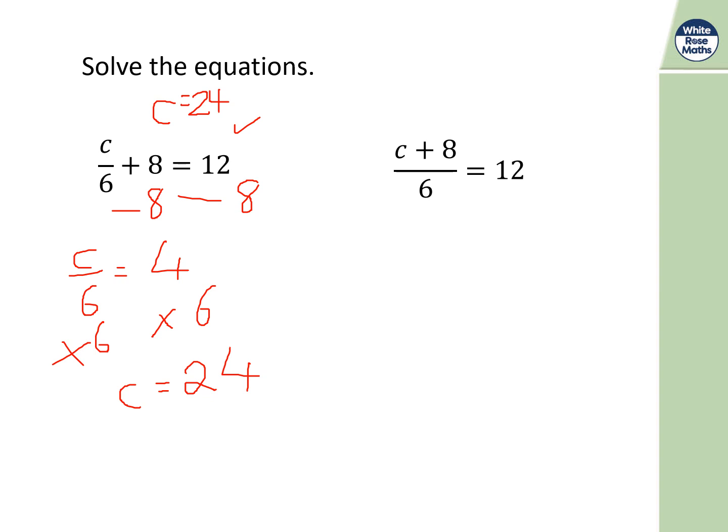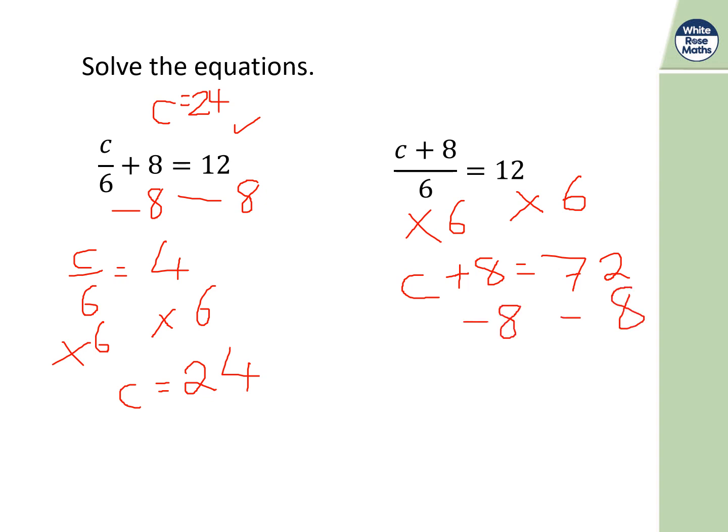This next one, I'm going to multiply both sides by 6 first. So I get C plus 8 equals 72. 12 sixes are 72. Take away 8 on both sides to balance my equation respectively. C is equal to 64. That's my answer for that question. Here are the White Rose Maths answers.